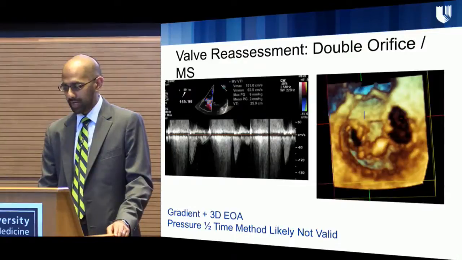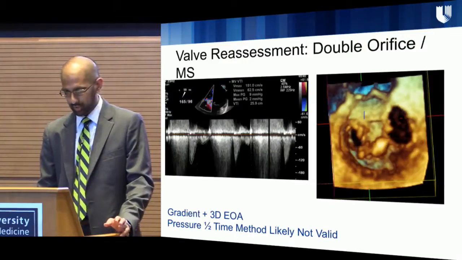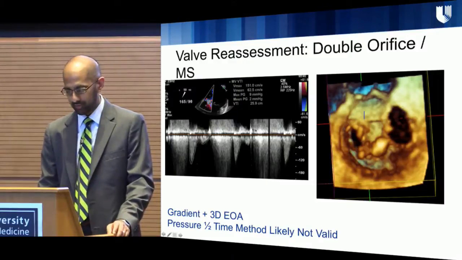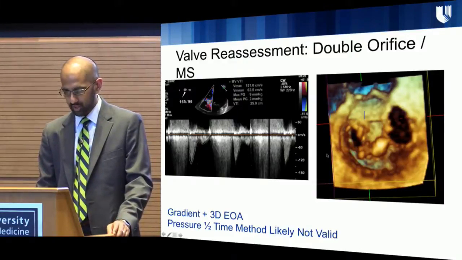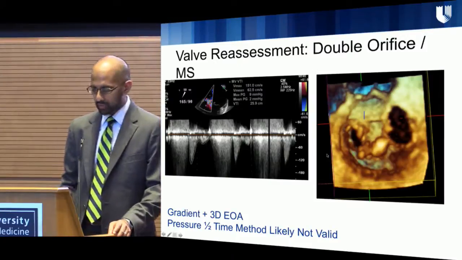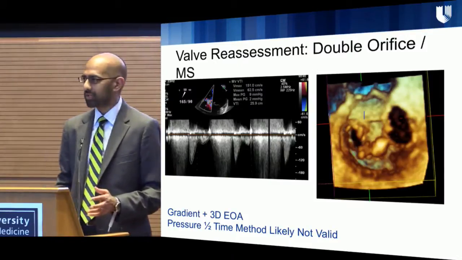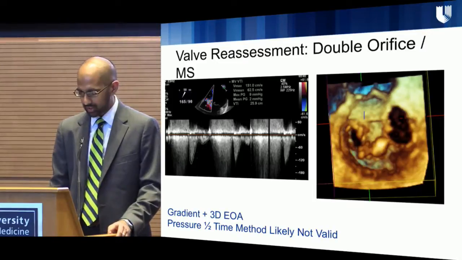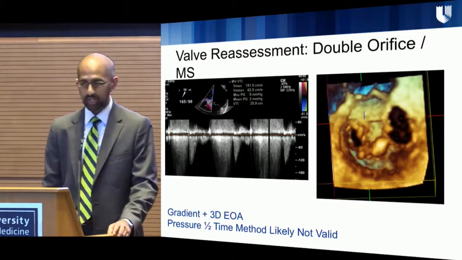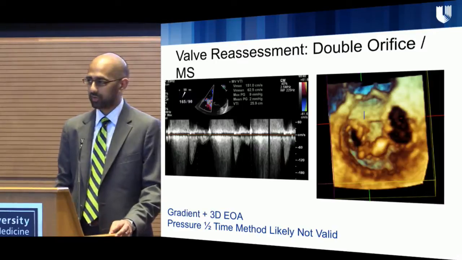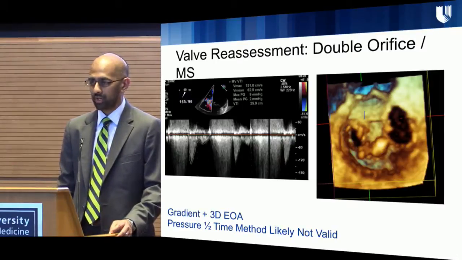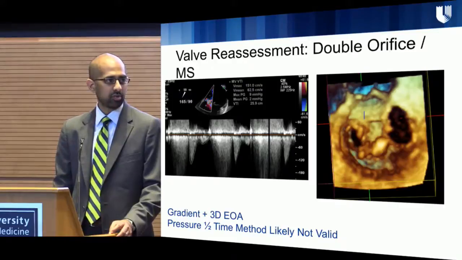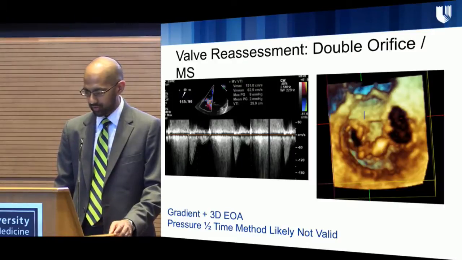Okay. So how about for MS? Where might 3D TEE be useful there? So our typical techniques, of course, are to look at gradients and measure gradients across the valve in terms of MS. But we know that the mitral annulus is saddle-shaped, and doing planimetry of the mitral annulus is very, very difficult by 2D techniques. Well, that's where 3D comes in, and there's actually pretty good data to suggest that you can do fairly accurate planimetry through the leaflet tips using a 3D image of the mitral valve.